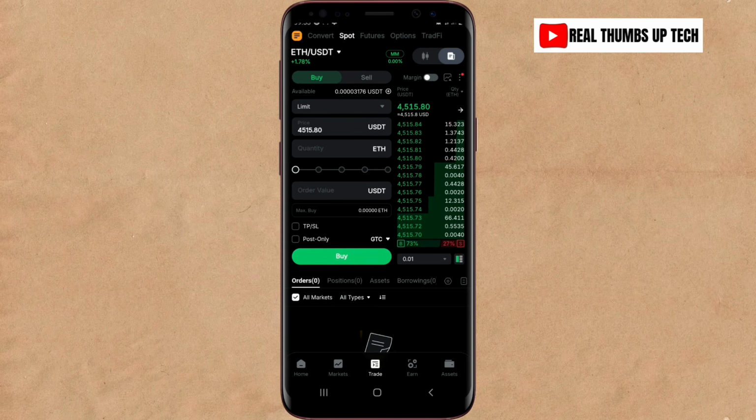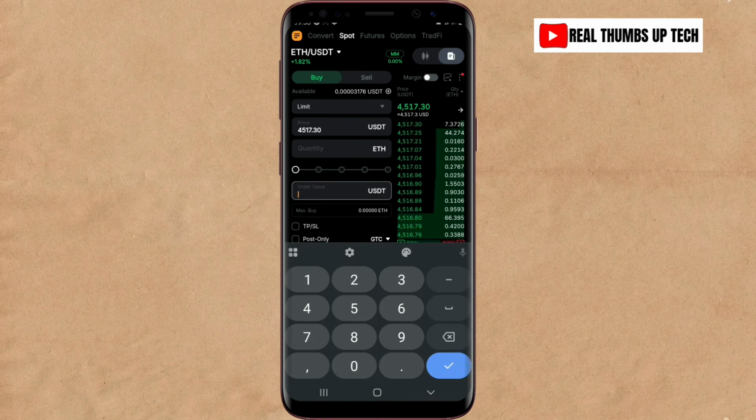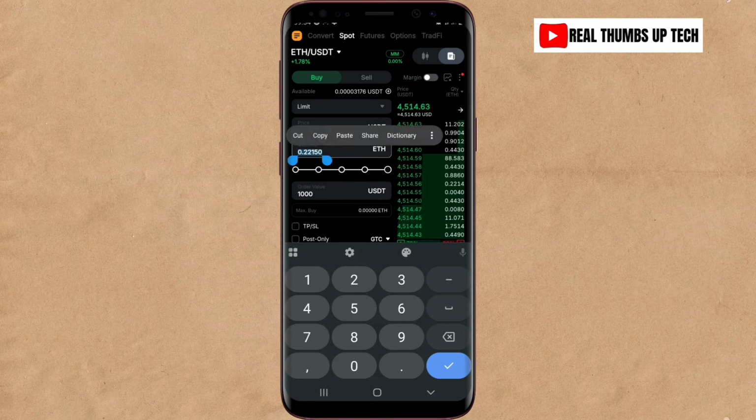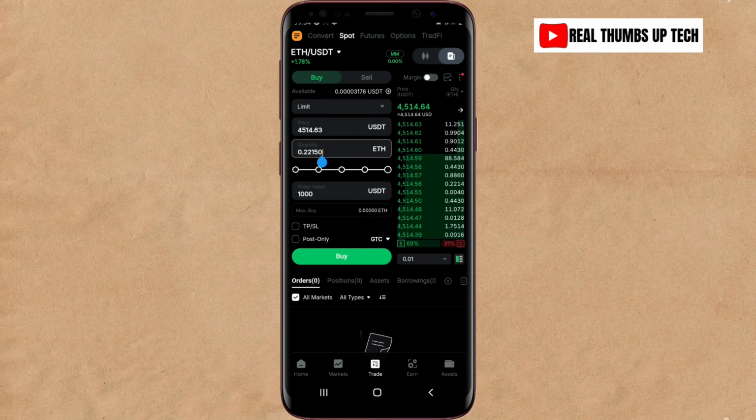Okay, so we are currently in this buy section and we are using the limit order. All right. And let's assume I want to buy 1,000 USDT worth of Ethereum. So I now come here and put 1,000 under USDT. I type 1,000. Make sure that you are in the buy section. All right. So I copy this quantity of Ethereum we will get with 1,000 USDT.